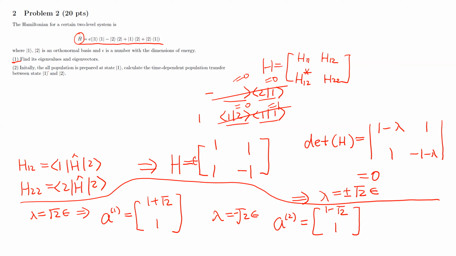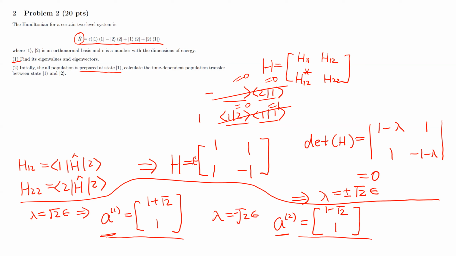We know that if our state is already prepared in an eigenstate, whether this state or this state, you do not need to worry about anything, because it will stay in this state forever. So that eigenstate does not have any time-dependent population transfer. But here the question is typically that all the population is prepared in state 1. This state 1 is neither here nor here, right? So what is state 1?